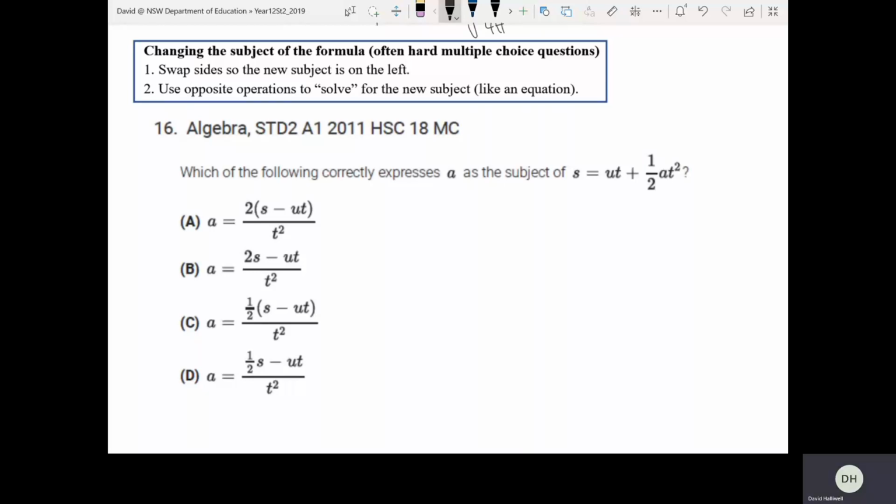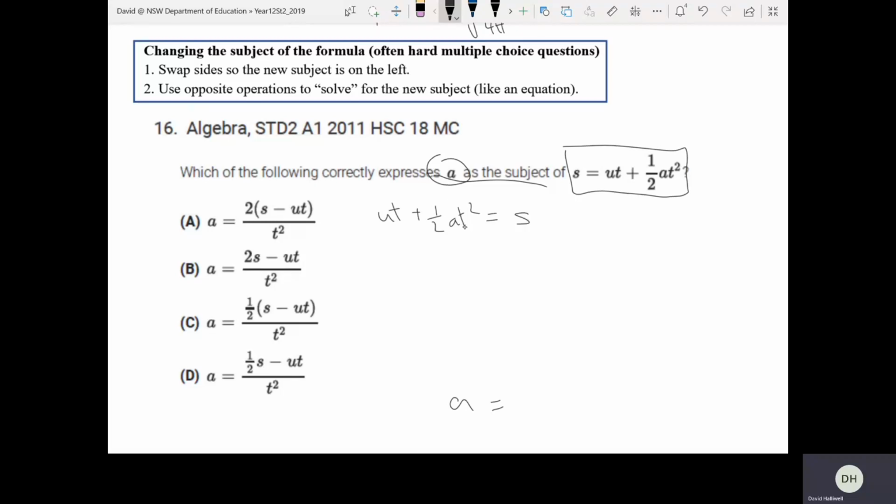But ideally, you know how to do this step by step. So, first thing is swap sides so that the letter you want to be the subject is on the left, and then solve for the new subject. Okay, so if I want A to be the subject, I want eventually A equals blah. Okay, that's what I'm trying to get to. So my first step is switch sides. That'll be ut plus half at squared equals s.